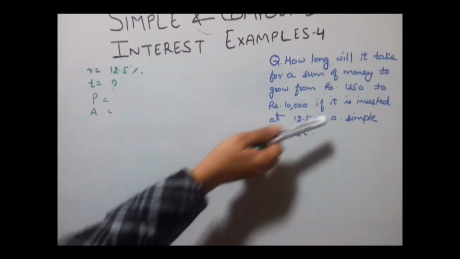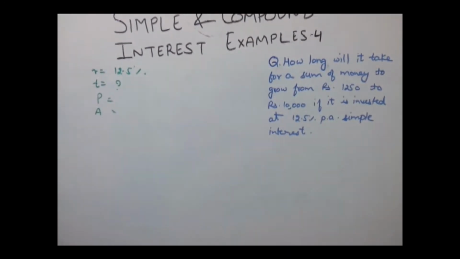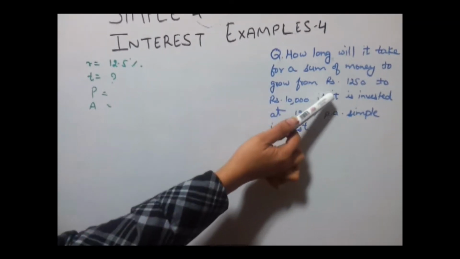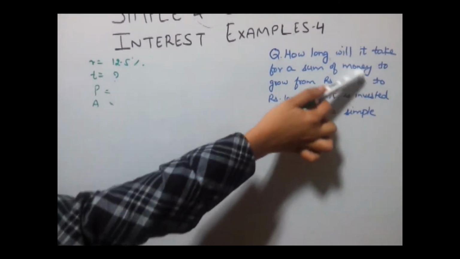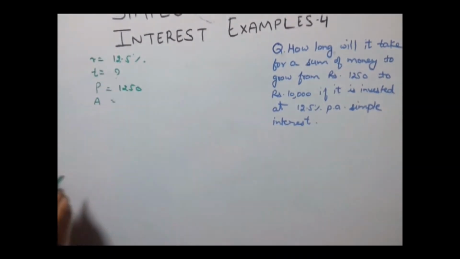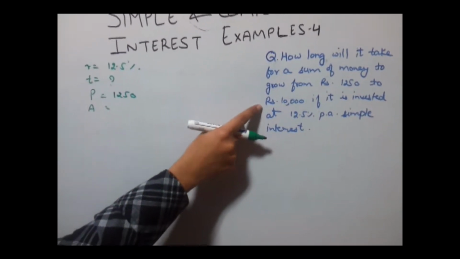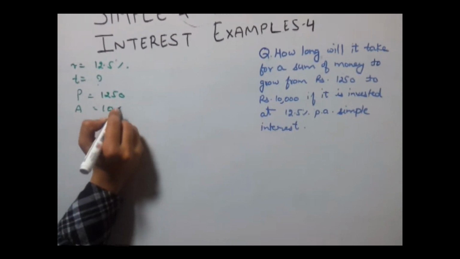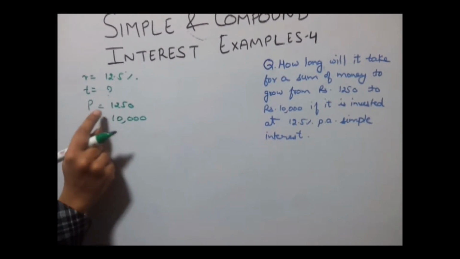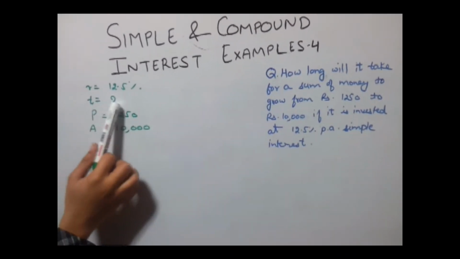Generally what happens, the lowest value in the question is P and the higher value is A if only one case is given. But because here it is given that the sum of money grows from rupees 1250, this is the value that he has invested. So this is our P, which is 1250, and it finally grew to rupees 10,000. This means this is the final amount that he has received at the end. So 10,000 is the amount that he has received, and P is that sum that a person invests. Now we need to find out our time period.